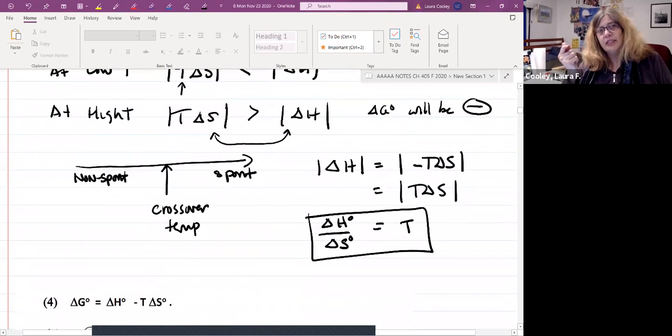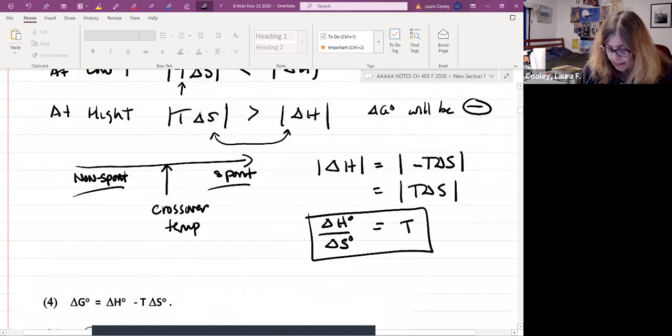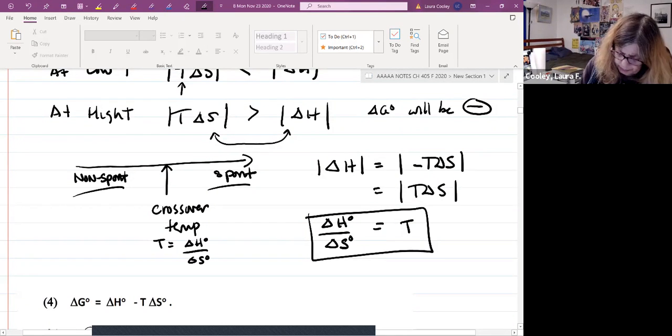Now, in this case, we have delta H and delta S are both positive. So a positive delta S means that at high temperatures, this reaction is going to become spontaneous because that T is multiplied by the delta S. So that delta S being positive will be more important at the higher temperatures. So that's why it goes from non-spontaneous to spontaneous. And this is delta H over delta S. They're both positive in this case, yeah.